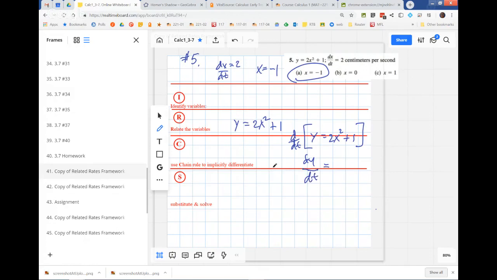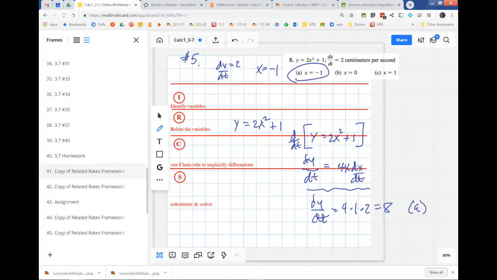So dy/dt, and then this is 4x? But because x is not t, I got to do dx/dt. And the derivative of 1 is nothing. Solve for dy/dt, because that's what they asked us to find. And we already have it. Here's our derivative. Now, substitute and solve. So what do we know? We know that x is -1, so dy/dt equals 4 times -1, and dx/dt is 2. And what is the rate of change of y with respect to time when x is -1 and dx/dt is 2? -8. That's part A.